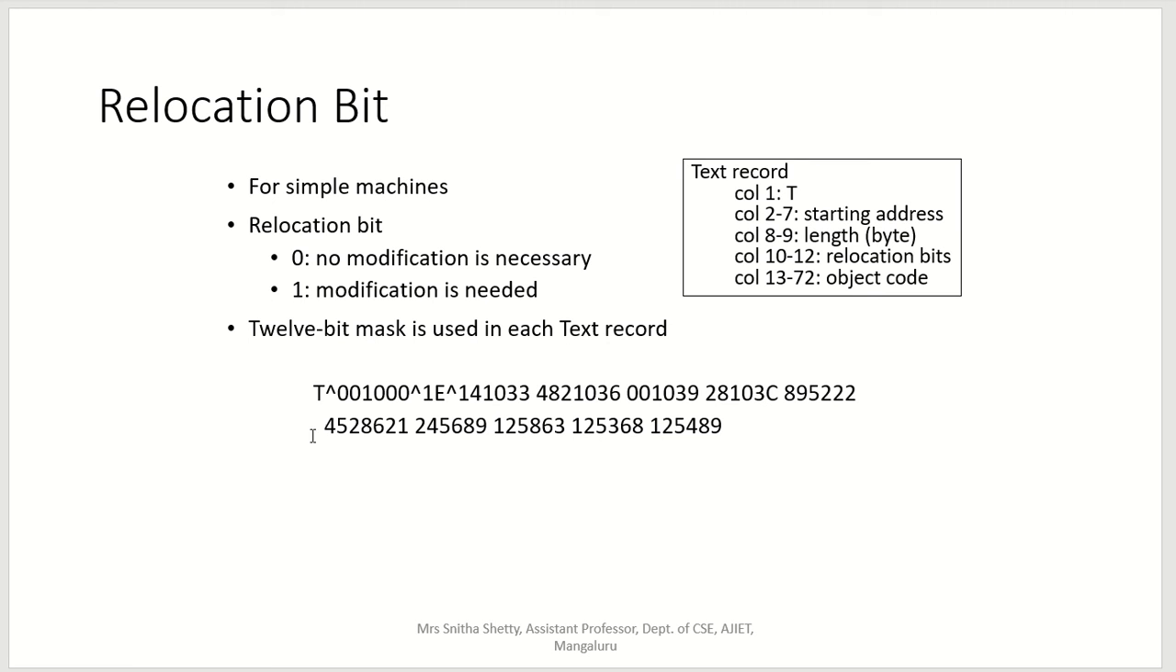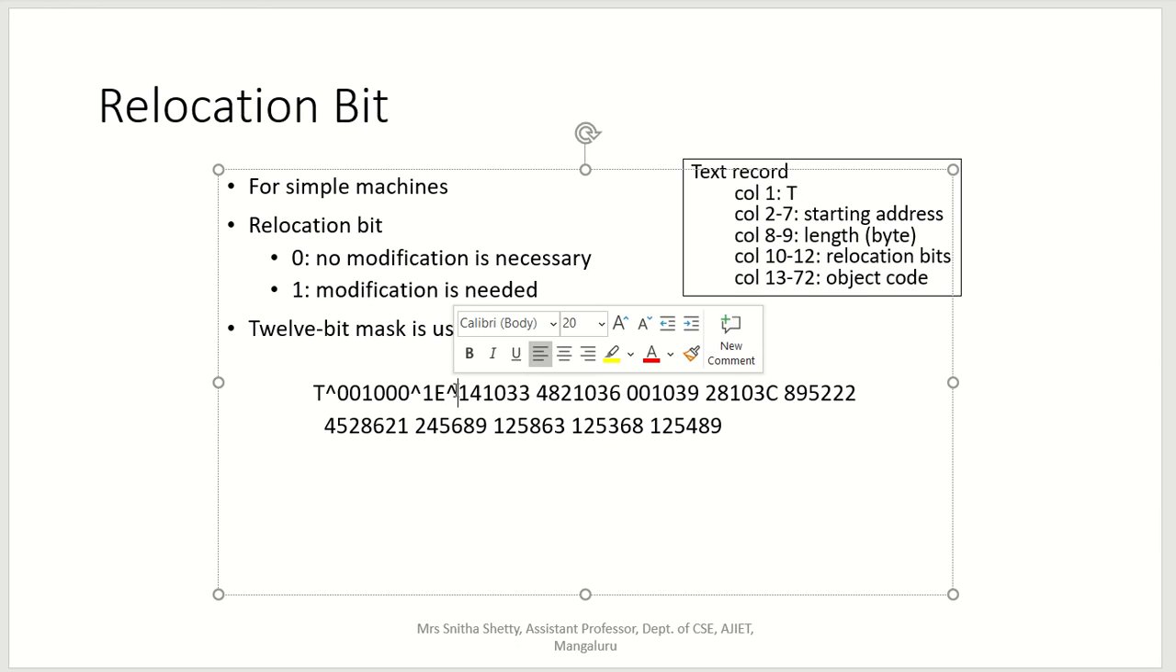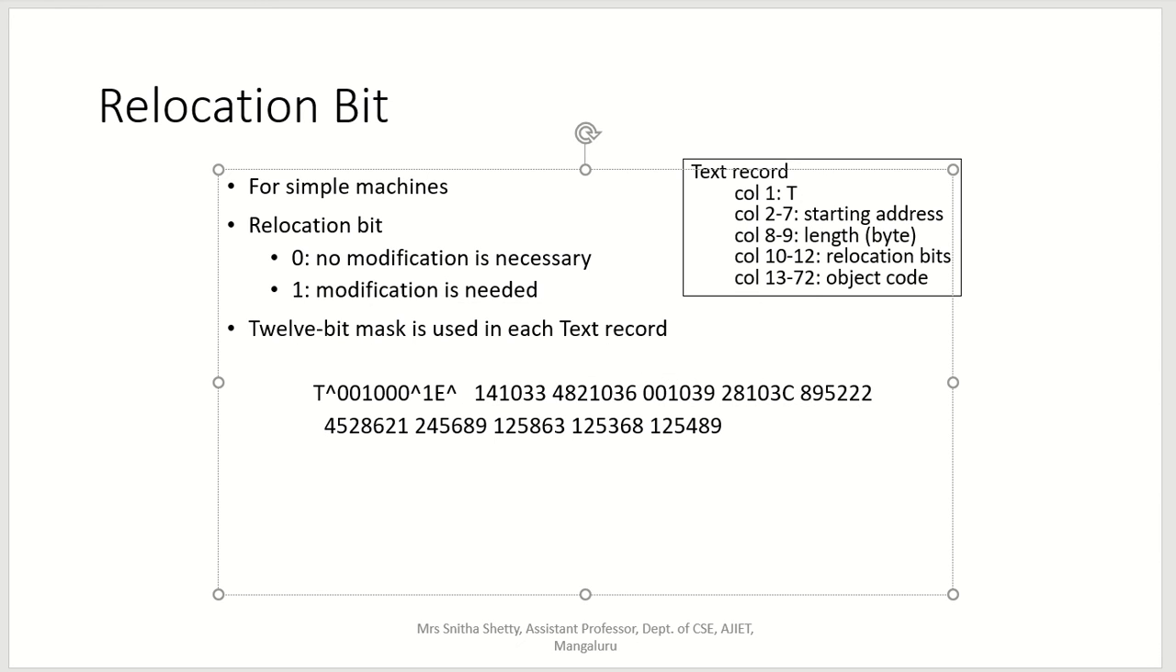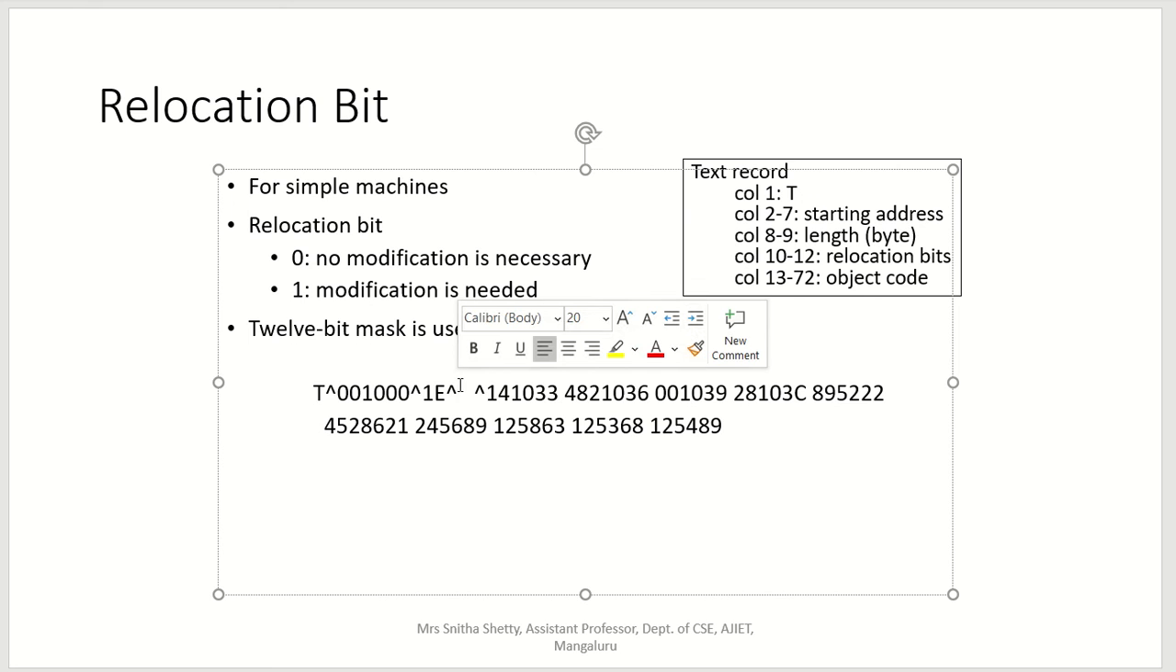Usually we write the text record this way, but now assume there is a relocation. How to identify relocation? Here the relocation is identified by adding a relocation bit after the length field. The relocation bit is added by giving 3 bits, so we can give any 3 bits. By giving these 3 bits we can tell that there is a modification.